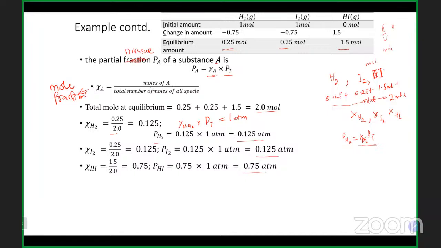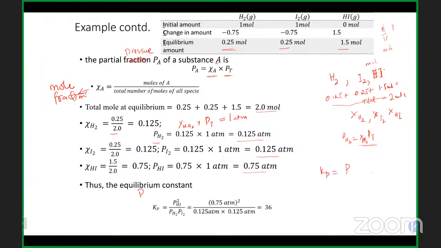Therefore, we can calculate our equilibrium constant Kp, which is the pressure of HI. Recall this is the reaction H2 plus I2 going to 2HI. This is supposed to be squared. So Kp is pHI squared over pH2 times pI2. Slotting in the value of pHI, 0.75 squared over 0.125 times 0.125, we get 36.